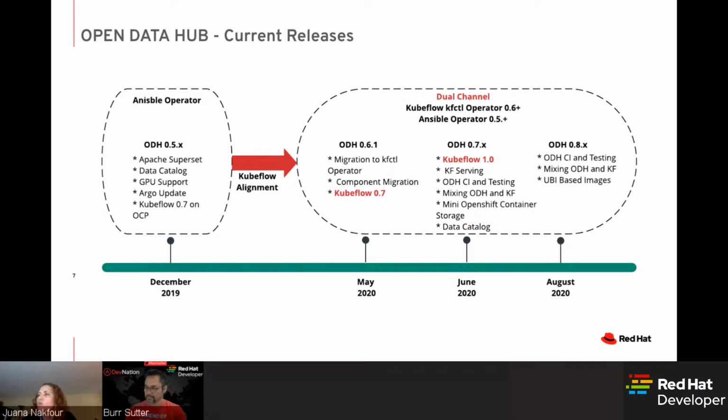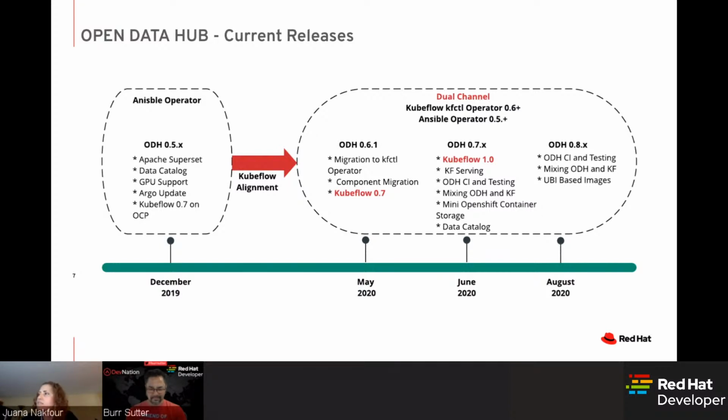And then we're also working on trying to get a mini OpenShift Container Storage to be part of the deployment of your Open Data Hub. That way you have storage also as part of your Open Data Hub. And then data catalog is also one of the components that we haven't migrated yet that was part of the Ansible operator Open Data Hub. We're going to work on migrating it.